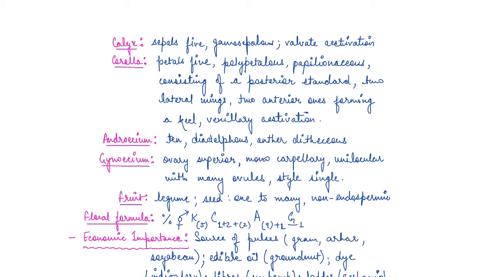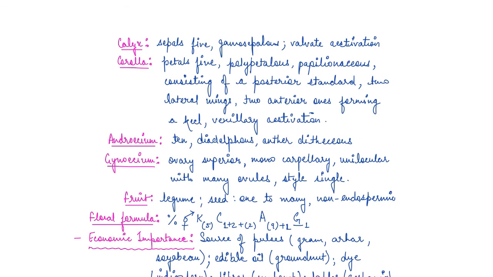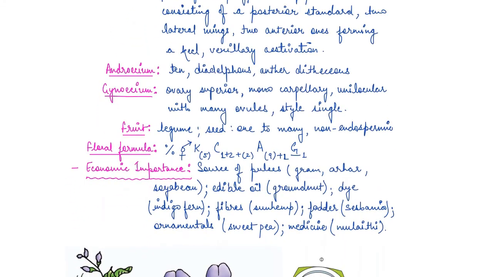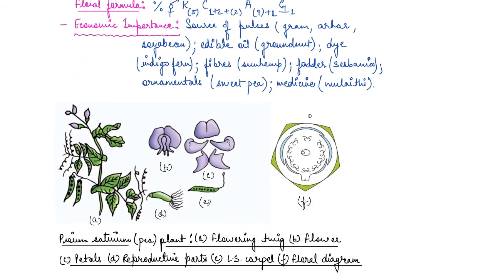Now if you see the floral formula, it's zygomorphic, it's bisexual, calyx is 5, and corolla is 1 plus 2 joined. Then androecium is 9 plus 1. We have a superior ovary, which is 1, right? So we can see the diagram as well here, right? Here we can see that this is zygomorphic.